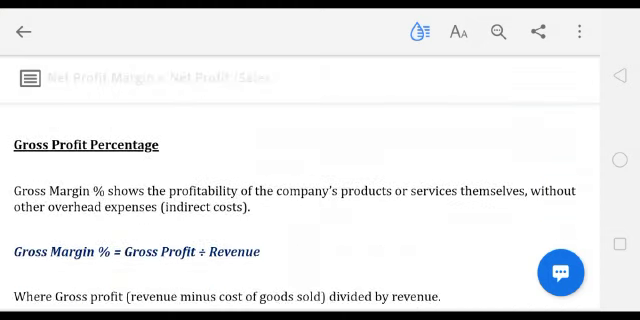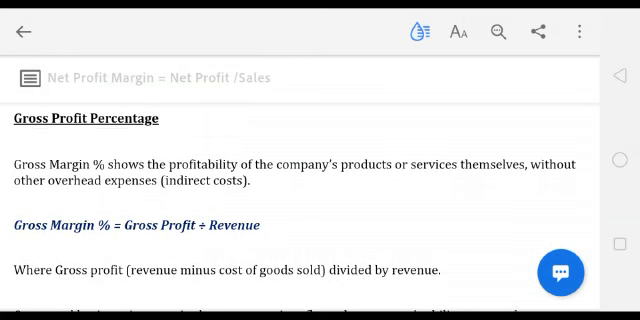Now the next one is gross profit margin. Gross profit percentage shows the profitability of the company's products or services themselves without other overhead expenses, which are also called indirect cost. It can be calculated by dividing gross profit by revenue.